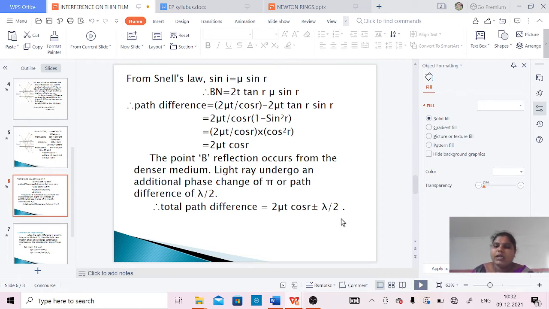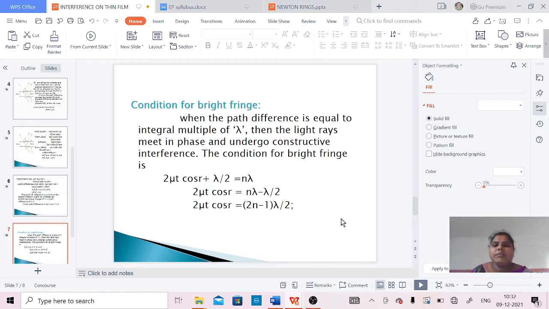And now let us see what the conditions are for bright and dark fringes. Because we are using a monochromatic source, we can definitely get alternate bright and dark fringes.